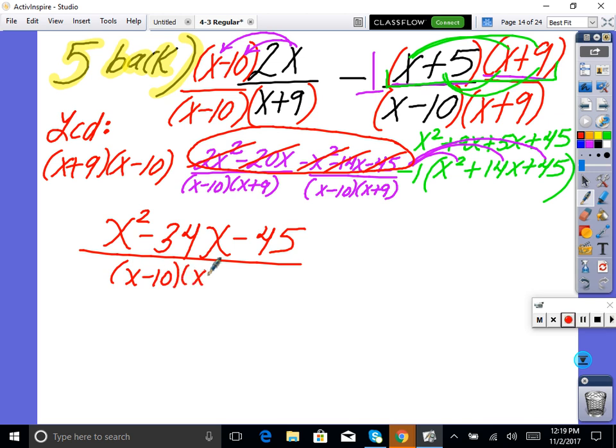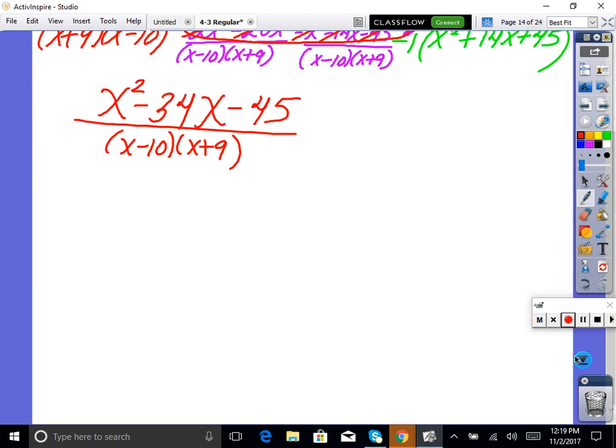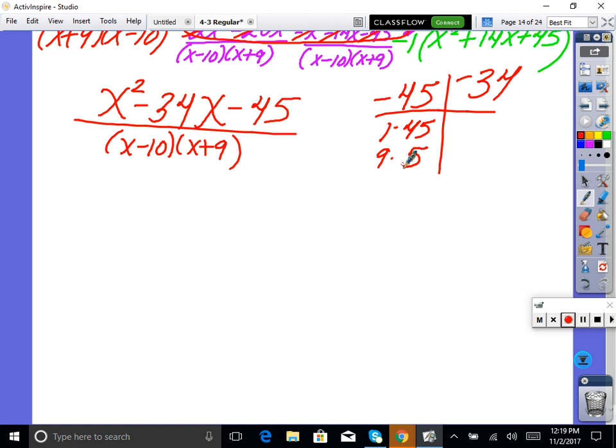Okay, good. Now we're to the step where we better check to see if the top factors. Because if it does, something might divide out with the bottom. Well, it multiplies to be negative 45 and adds up to be negative 34. 1 times 45, 9 times 5, right? 3 and 15, I don't see anything, so nope, we're done. There's our answer.